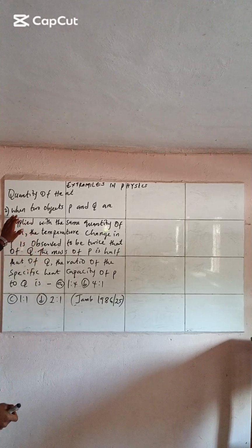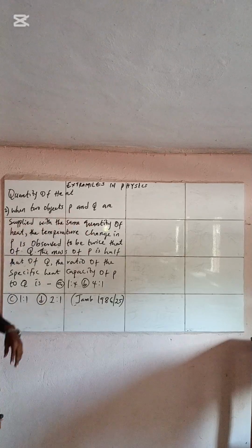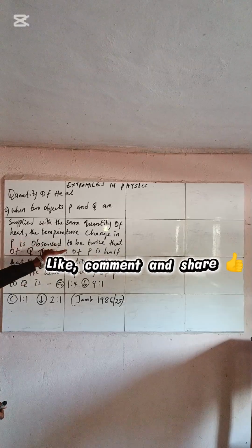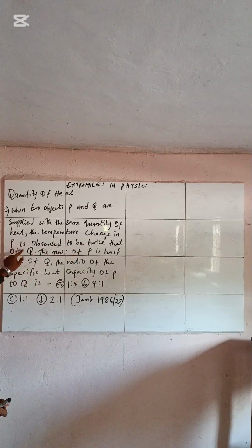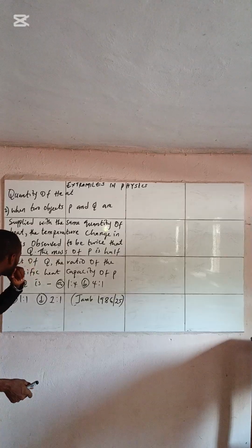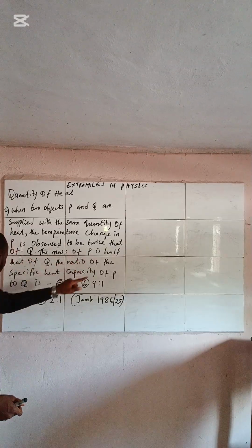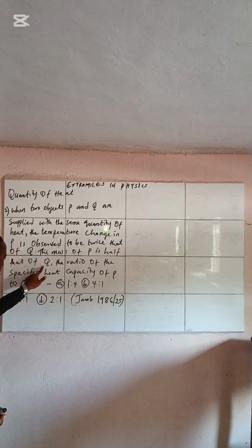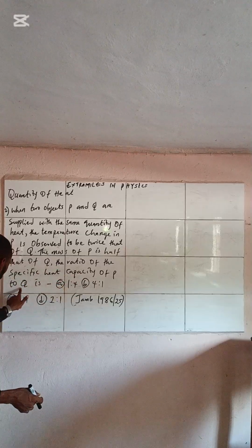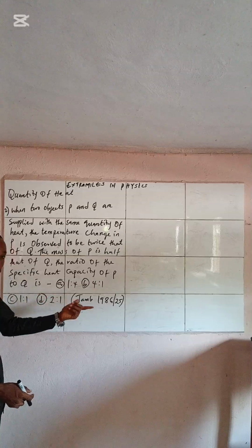So this question goes like this. When two objects P and Q are supplied with the same quantity of heat, the temperature change in P is observed to be twice that of Q. The mass of P is half that of Q. The ratio of the specific heat capacity of P to Q is what? They gave us options here.